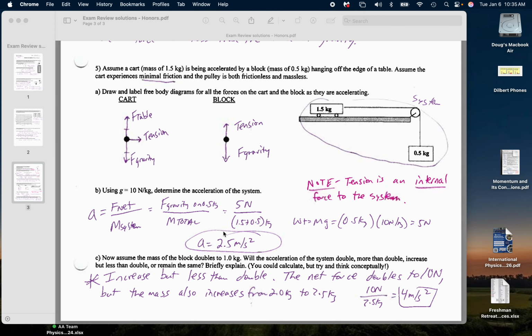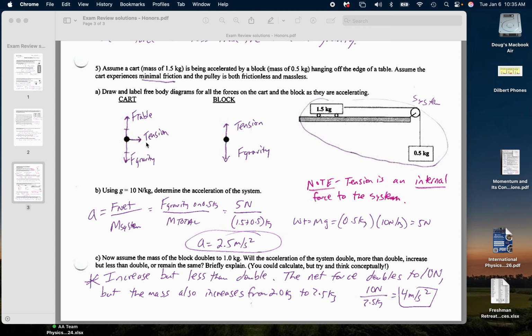Number 5 down here is another Newton's second law problem. It says assume you have a cart which has mass 1.5 kilograms being accelerated by a block, 0.5 kilograms. Assumes there's minimal friction. The pulley is both frictionless and massless. So in this case, draw the free body diagrams. I've got the table pushing up, gravity pulling down, tension of the string acting to the right. For this block, I have gravity acting down, tension acting up.